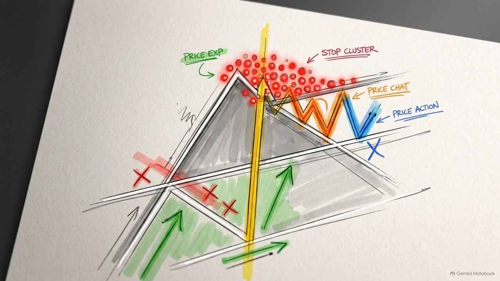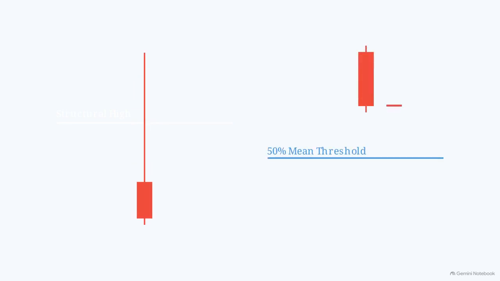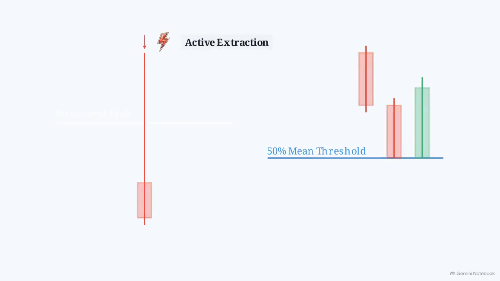Markets move to seek out and consume resting liquidity pools, regardless of the chart patterns retail traders might see at those same levels. When price approaches a boundary, it might aggressively puncture the level and snap back, or it can descend to a halfway mark, touching it with a flat body. One represents active extraction with surging market orders. The other shows passive limit order absorption.